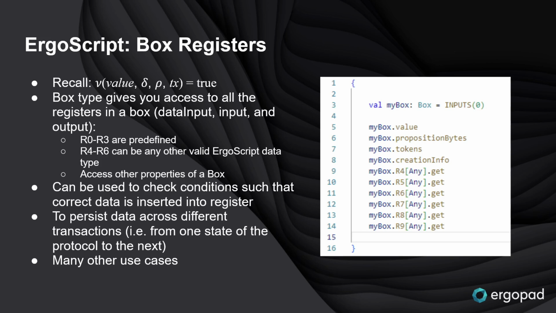And so by doing this, since we're able to access data in registers, we can use this information in conditions to check that the correct data that we want is actually inserted in the register, so we can check for equality. And then why would you want to store data in registers in the first place? Well, it's a way to persist data across different transactions from one state of your DApp protocol to the next. And obviously there are many other use cases, and it's very flexible.